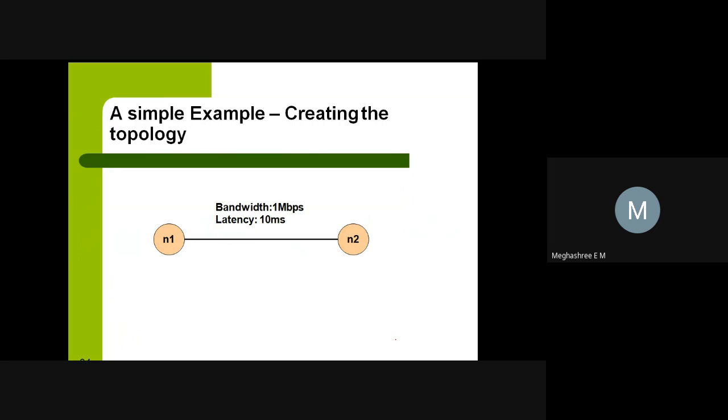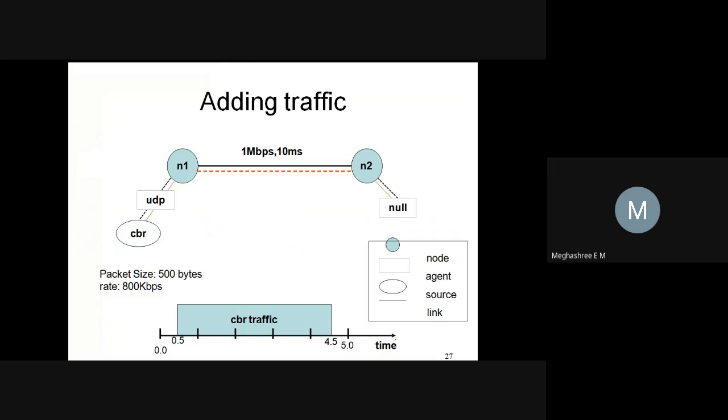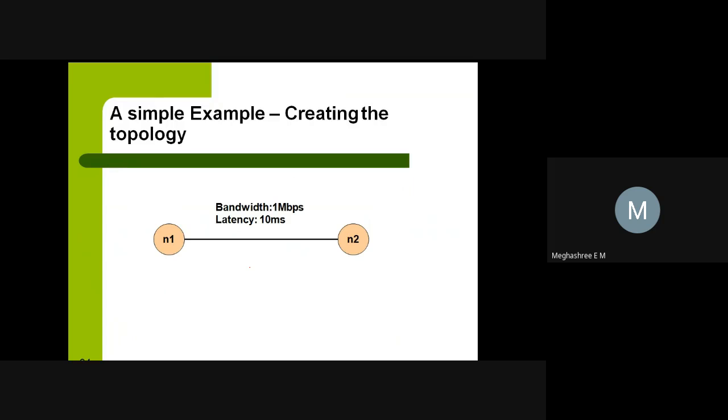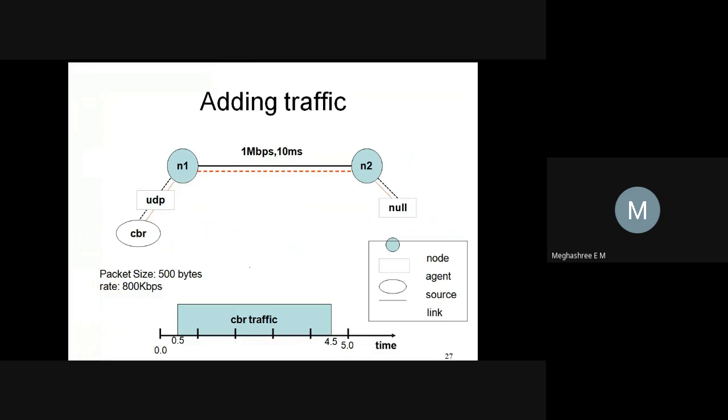So this is a simple example where N1 and N2 are considered, between which the link is provided. Bandwidth is also set, latency is also set. Whatever I explained in the previous slides, considering that for this example, let's try to write it here.